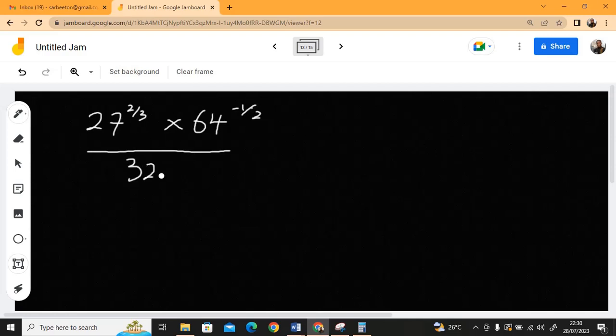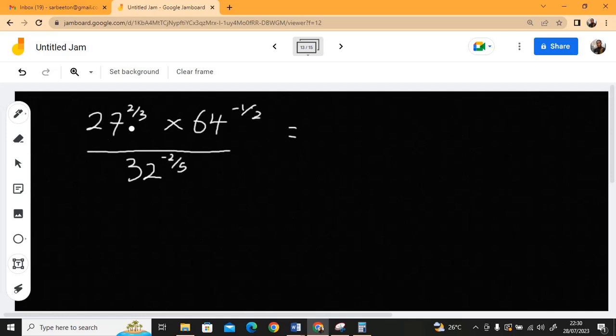Okay, now you give me something like this again. You have 27 to the power 2 over 3, times 64 raised to the power minus 1 over 2, all over 32 raised to the power minus 2 over 5. So how do you solve this?